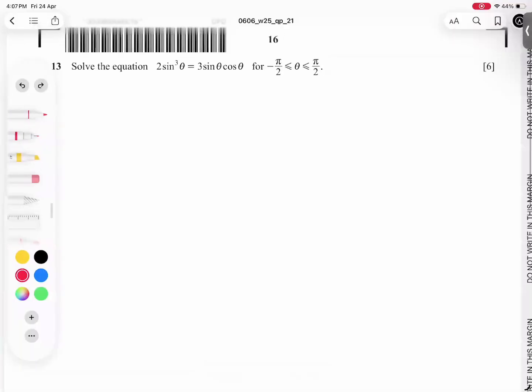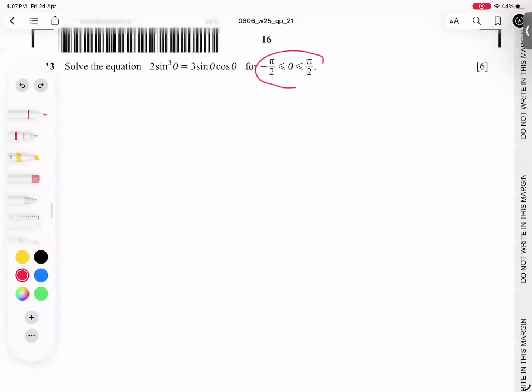Question number 13, students. We have to get the answer from negative pi by 2 to positive pi by 2. Basically, he is asking: from here is positive pi by 2, and this is negative pi by 2. Okay, we have to stay in the first and fourth quadrant. You know, if we go anti-clockwise, the angle is considered positive, and this way it is considered negative. Now, can I cancel this way? Some students cancel this way, sine cancel, not a right way. In this way, we lose some answers.